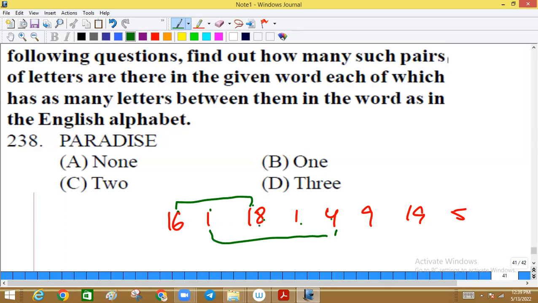There's no A, B, C, D. Actually, it's like 1, 2, 3, 4. That is 1, 2, 3, 4. Got matched.